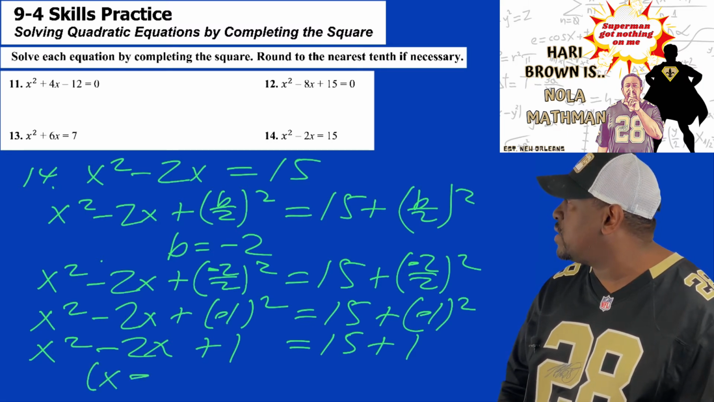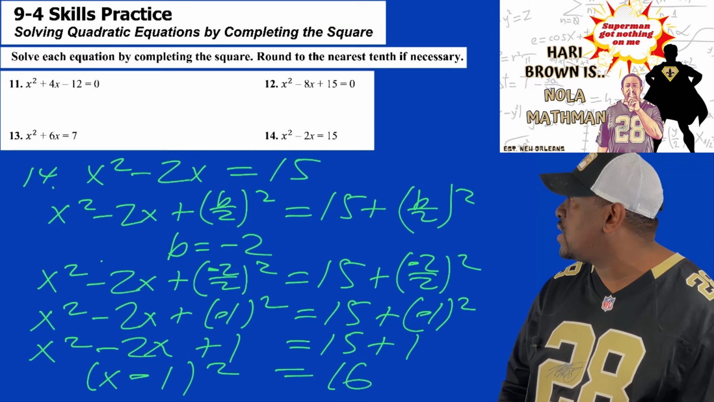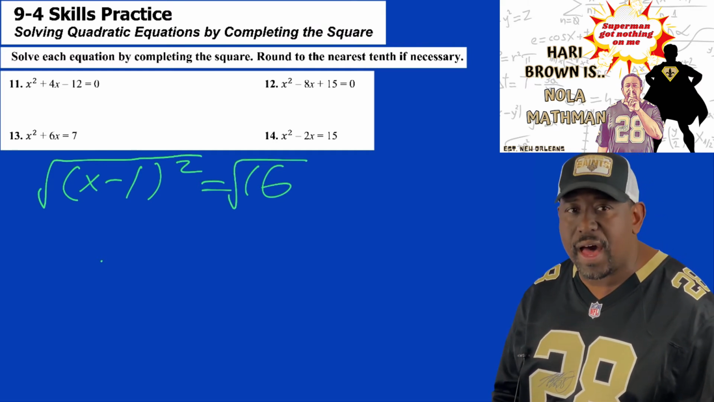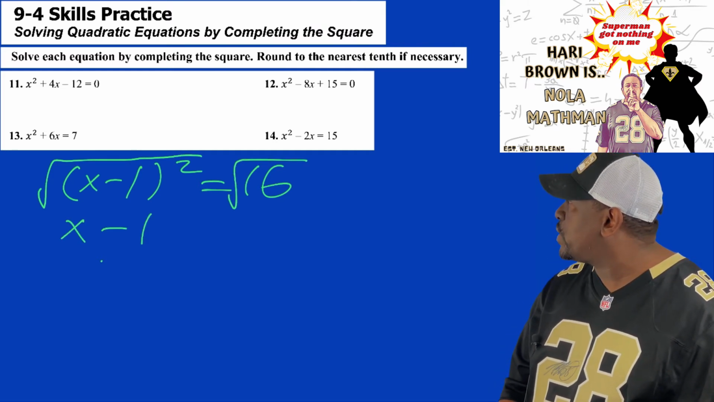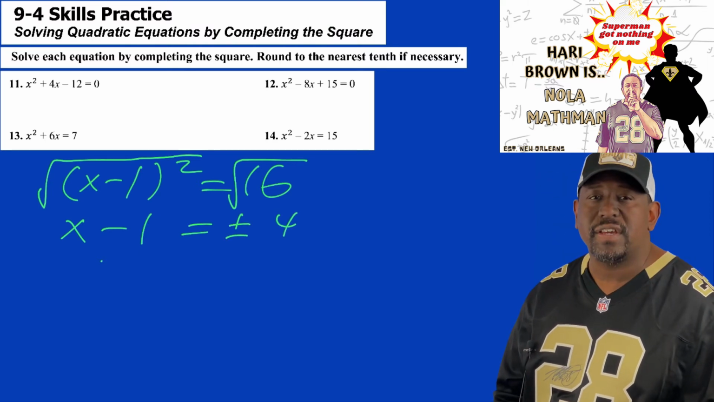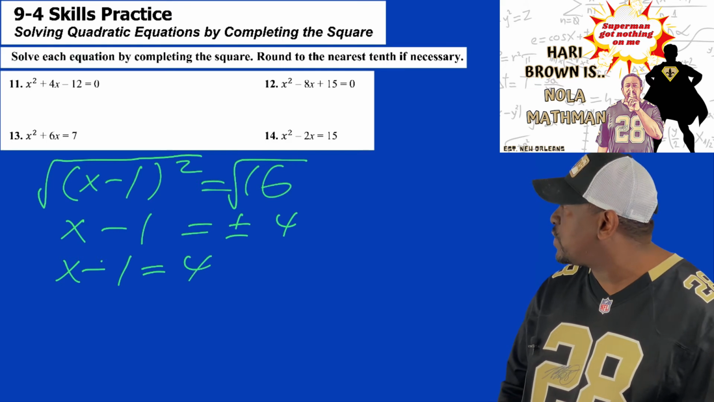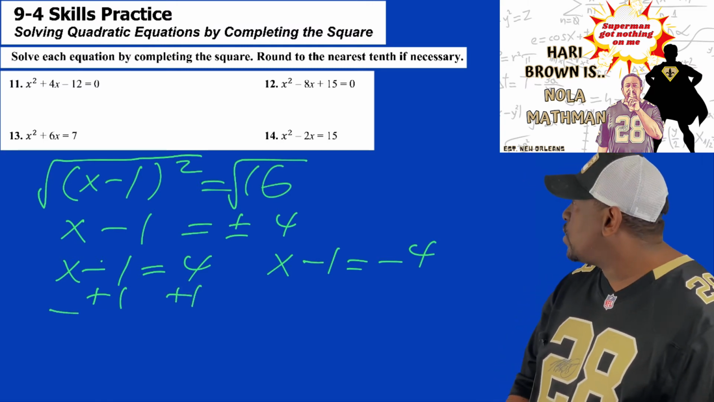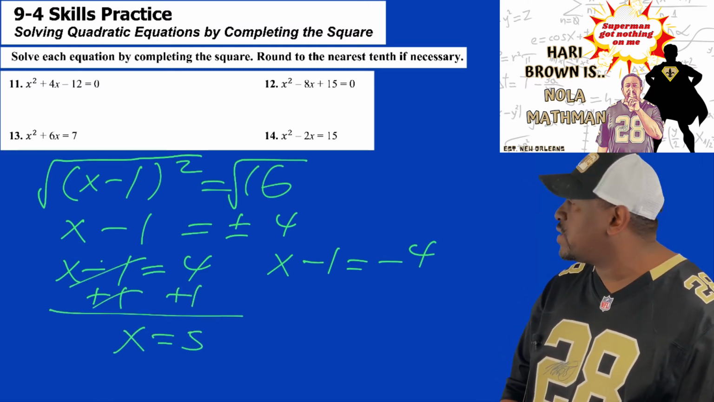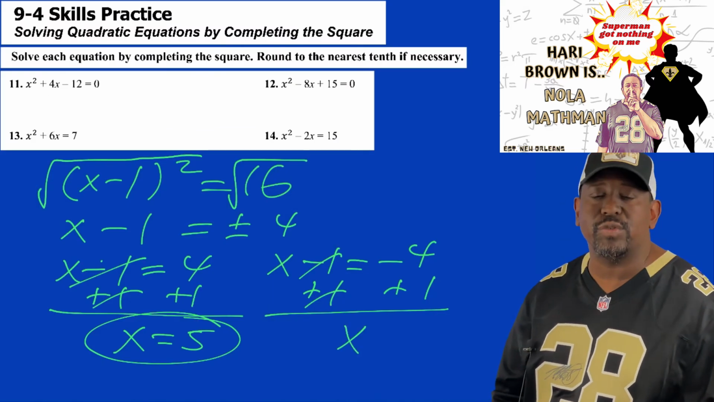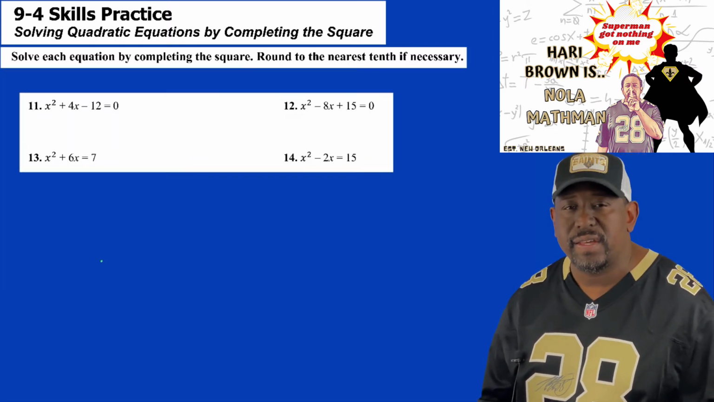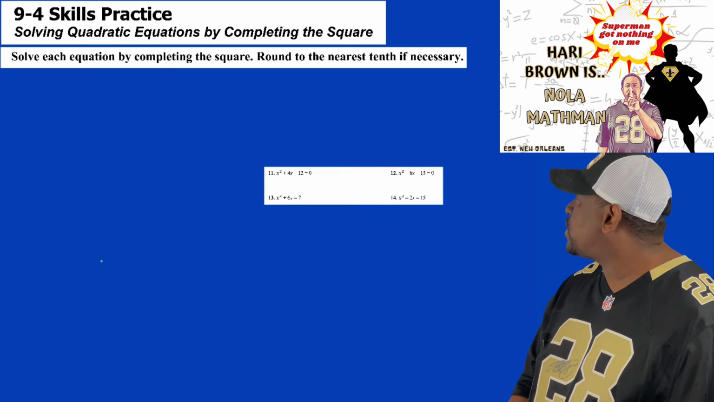So now we write the binomial square, which is x minus 1 squared is equal to 16. We will now take the square root of both sides because that's the inverse of square. We get x minus 1 equal to plus or minus 4, which is the square root of 16. So now we have two equations that are formed. x minus 1 equals 4. x minus 1 equals negative 4. We add 1 on both sides. In the first equation, x is equal to 5. We add 1 on both sides to the second equation, and x is equal to negative 3. And so our values will be 5, negative 3. Typically, we put negative 3 first, but it doesn't matter.